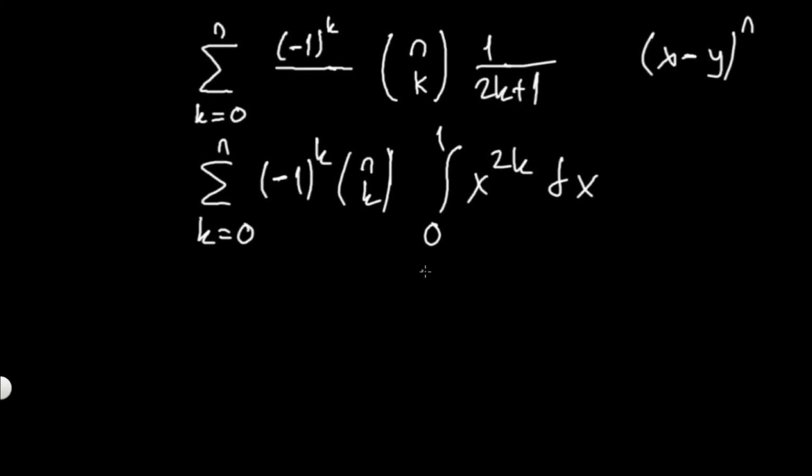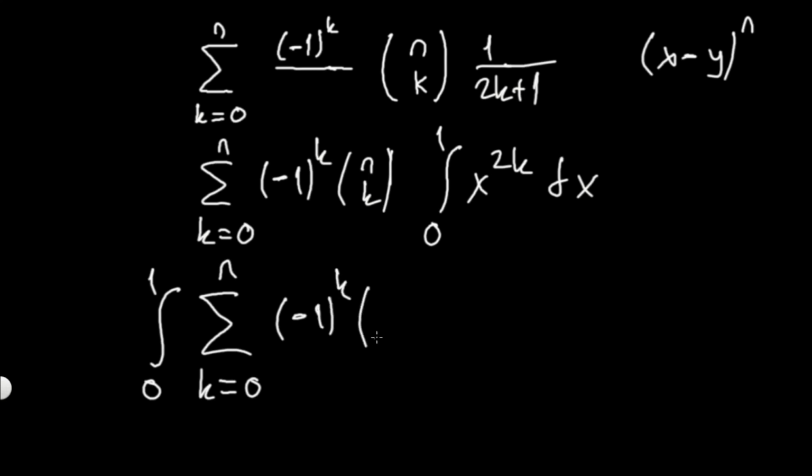Okay, so now I have an integral and also a sum, and they're both finite, and both of these functions are just continuous. There is no problem in it. So I can just swap them. There's nothing required for that. So from 0 to 1, and then I get the sum. k is from 0 to n. So I have this thing, minus 1 to the k, n choose k, and this thing, x to the 2k. And this whole thing is just dx.